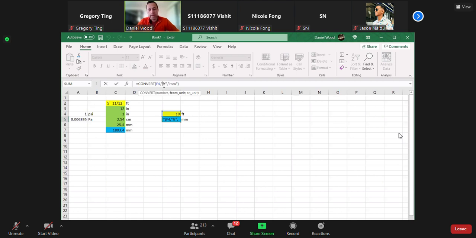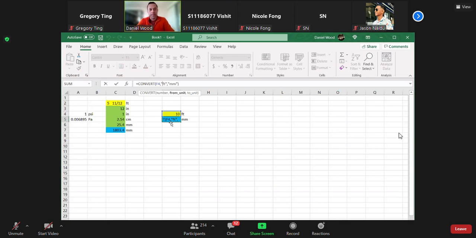So I put in equals, then I type in convert, and then I open brackets, and then you can see the format of this function. It requires a number, and then the starting unit, the base unit, and the convert to unit. So I'm converting from, in this case, feet to millimeters. You can see the syntax that I use here. The feet needs to be within inverted commas. The millimeters needs to be within inverted commas.